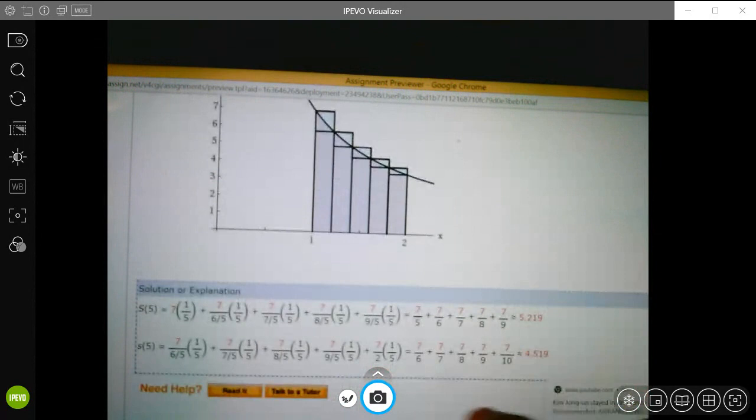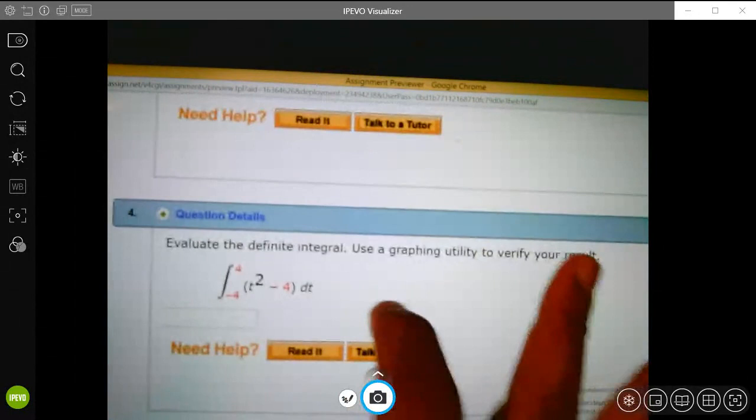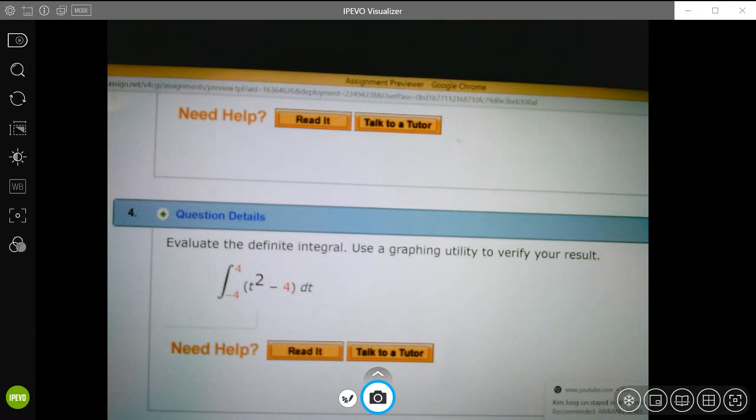For number 4, you have to use the graphing calculator. So just look up how to compute a definite integral using a graphing calculator. We did not ask you here to use the fundamental theorem of calculus. So it's just using the calculator.